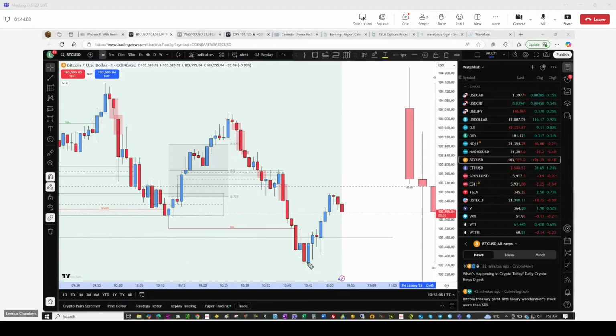So I've got a 1, 2, 3 here. Just move up, drop, looking for them to move back up one more time back into this gap. We've already touched into it, but they'd like to take out this high one more time and then give us a drop down to take out the low. So it could be a sell from here to the downside.